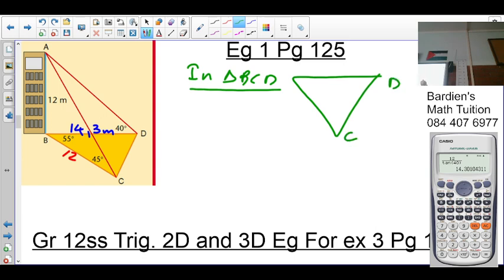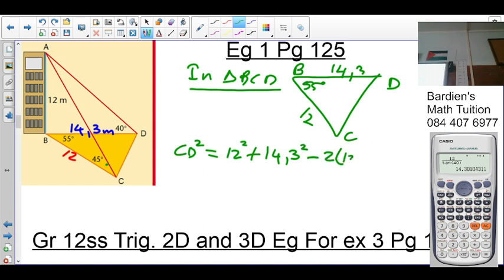Let's say you've got C, D, B. What can I fill in, people? 55 at B is? What else can you fill in? 12 is? 14.3. And I can fill in 45, not so? No, that doesn't make sense. That 45 is in a different triangle, Michael. Okay. So let's go. CD squared is equal to what? 12 squared plus 14.3 squared minus 2 times 12 times 14.3 cos of the included angle, which is 55.